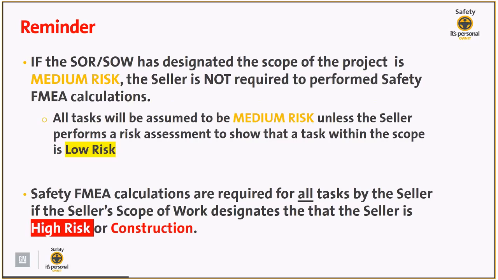So if the SOR SOW says that the scope of work is medium, we don't require a safety FMEA for every single task because we know at maximum the task is medium risk. Also, a reminder, safety FMEA calculations are required for all tasks by the seller if the seller's scope of work designates it as high risk or construction.